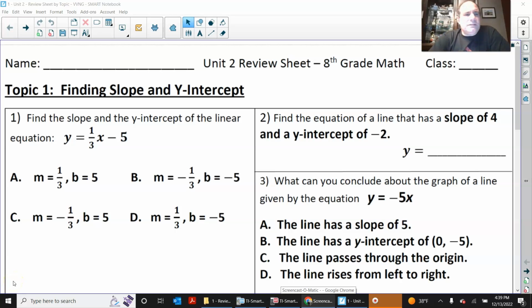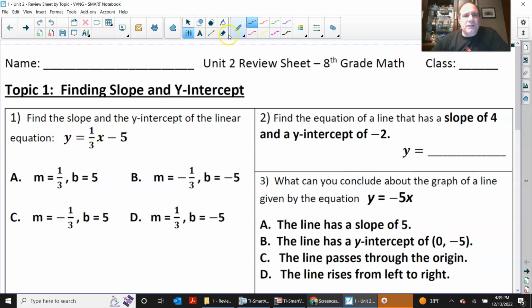Hello everyone, this is the Unit 2 review sheet. We're going to go over a lot of topics and we're going to start right now with topic number 1, finding the slope and y-intercept. Find the slope and y-intercept of the linear equation y equals 1 over 3x minus 5.